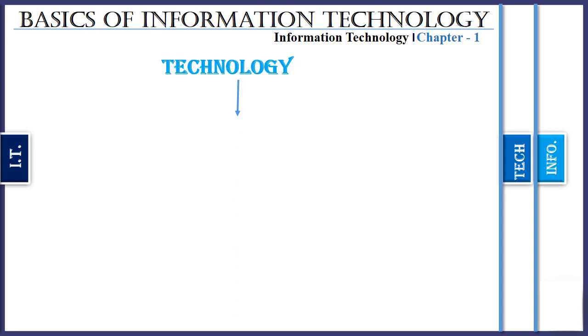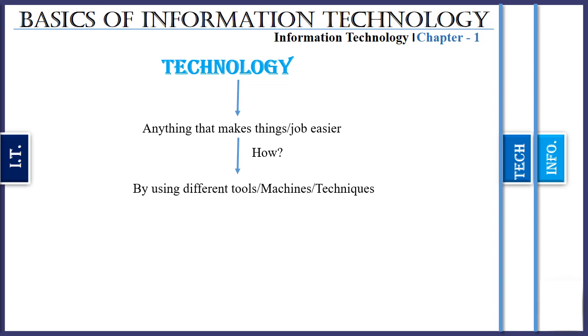The next key term is technology. What is technology? Anything that makes our life easier is called technology. And the question is how? And the answer to the question is by using different tools, machines and techniques. We have a calculator to solve mathematical expressions. We have washing machines to wash our clothes, and we have computer systems where a number of softwares are available that are solving our problems.